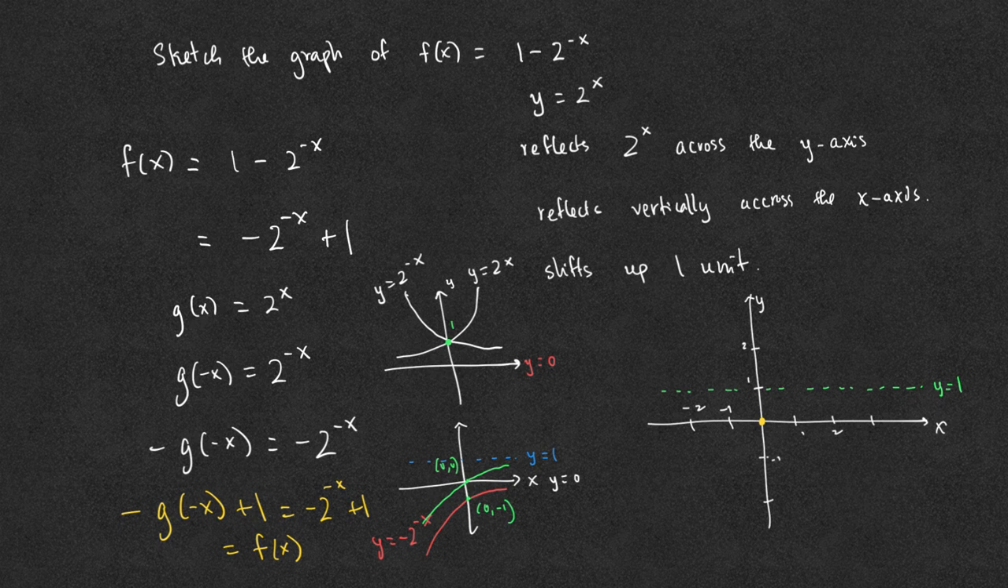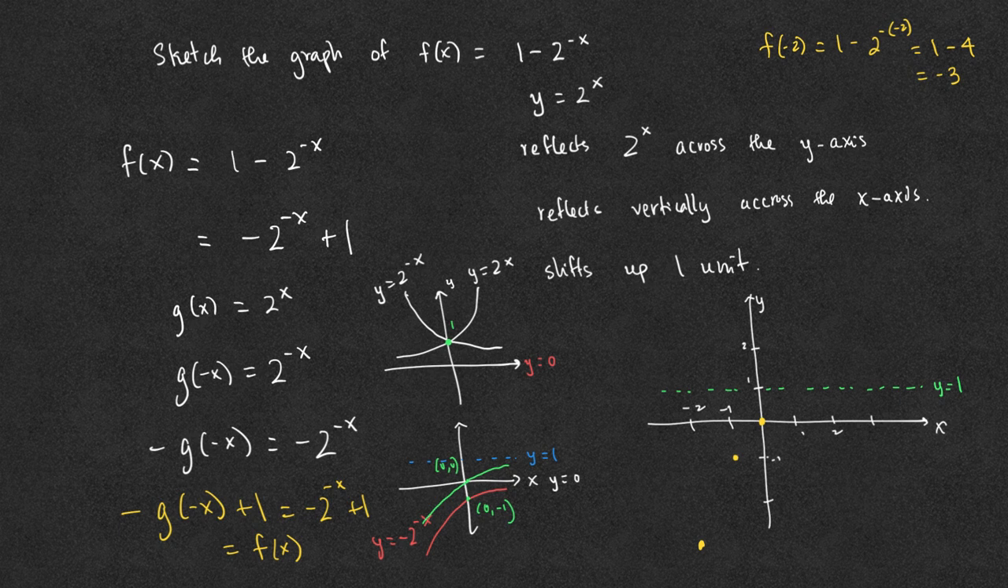We might want to plot a few more points. For example, when x equals negative 1, then 2 to the negative 1 is 2 to the positive 1, which is 2. 1 minus 2 is negative 1. So when x equals negative 1, y equals negative 1. When x equals negative 2, we have 1 minus 2 to the negative of the negative 2. And so this is 1 minus 2 to the 2, which is 4, so 1 minus 4 is negative 3. And so when x equals negative 2, y equals negative 3, which is a point down here.